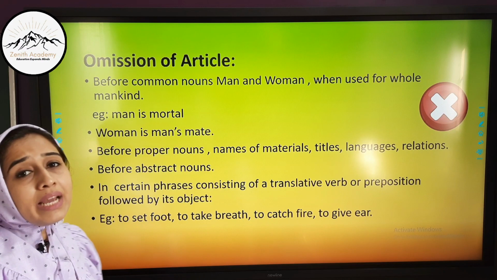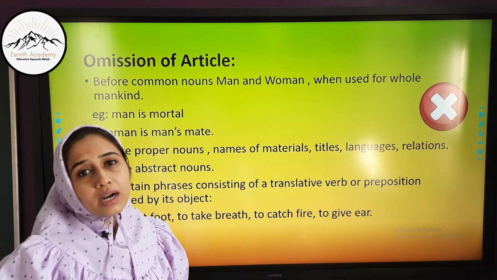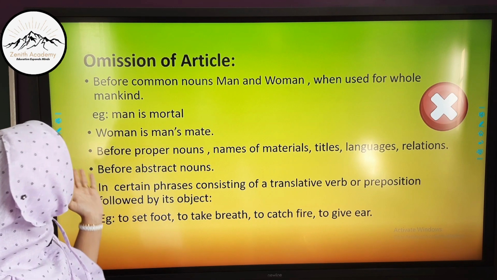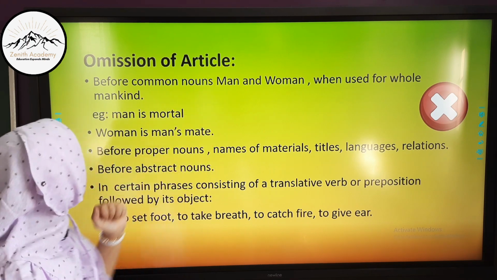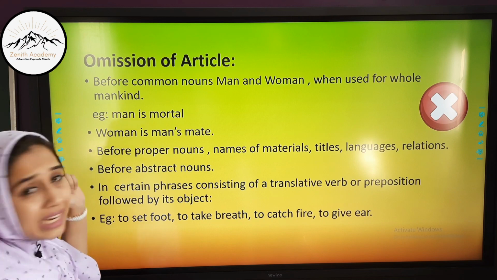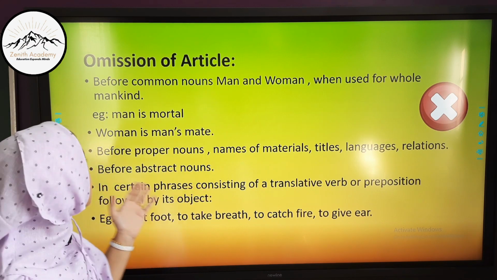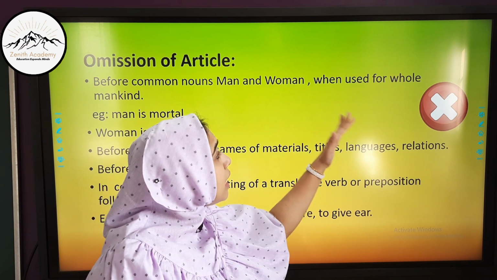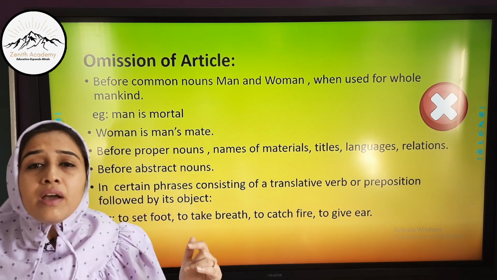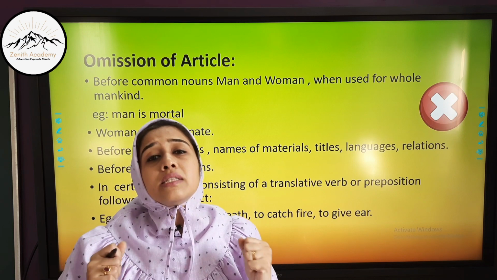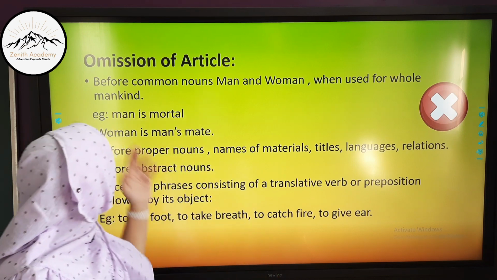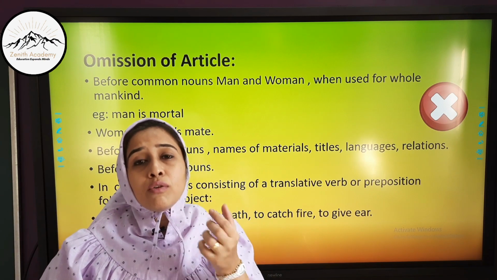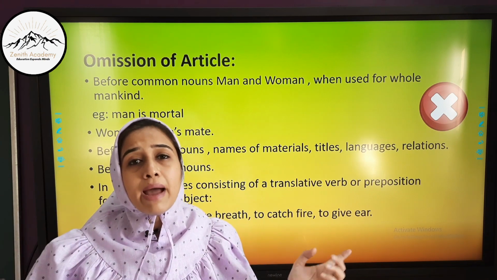Now there are a few places where we have to omit the article. We cannot use the article over there. So there are certain rules for omission of articles. You have to omit an article, meaning you don't use an article before the common nouns man and woman when they are used for the whole of mankind. When we say man is capable of doing everything, man is mortal. Here we are not talking about one single man. We are using the word man for the entire mankind.